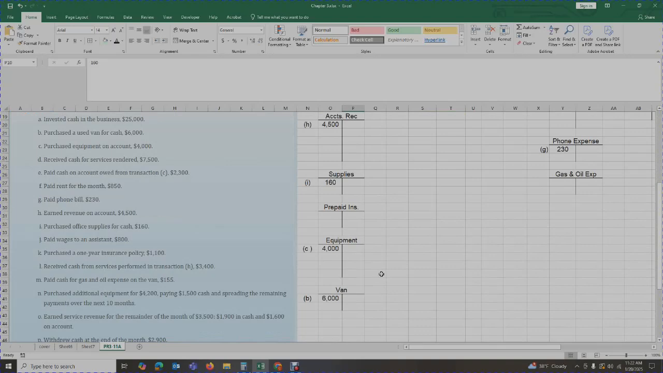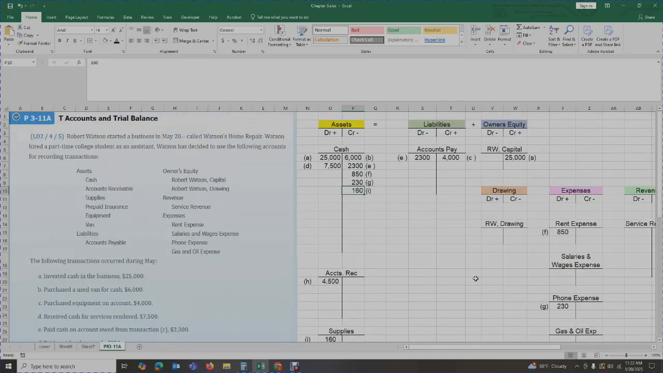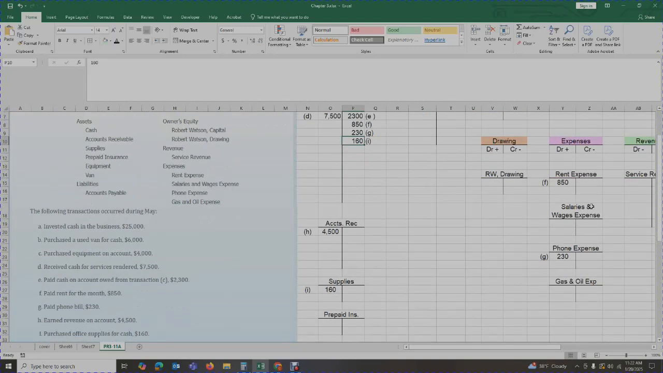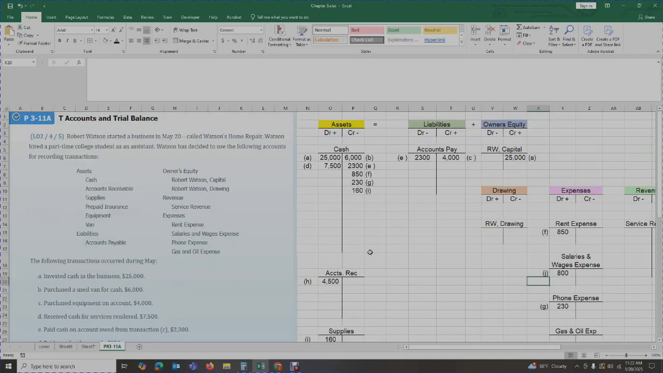You paid wages to the assistant of $800. So you're paying your assistant for their work, okay? So where does that go? That goes under salaries and wages expense, okay? We are paying $800. Expenses are always increases, and those are debited. So this is letter J, okay? How do you pay the employees for their work? You have to pay them their payroll. How do you pay their payroll?